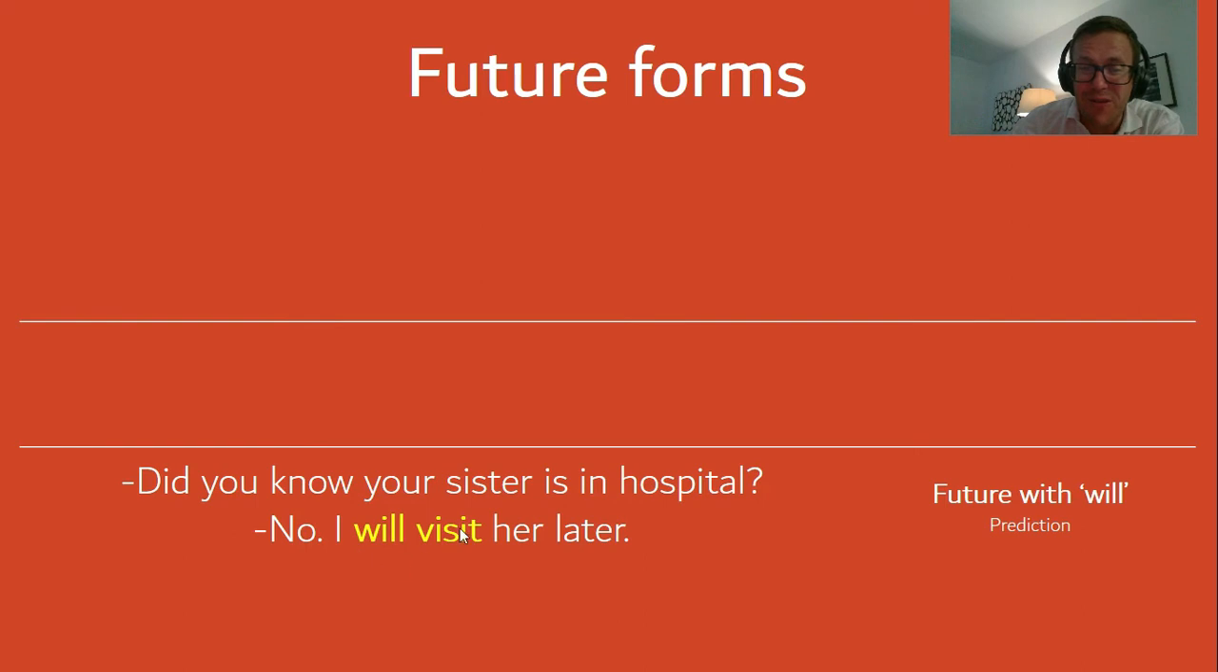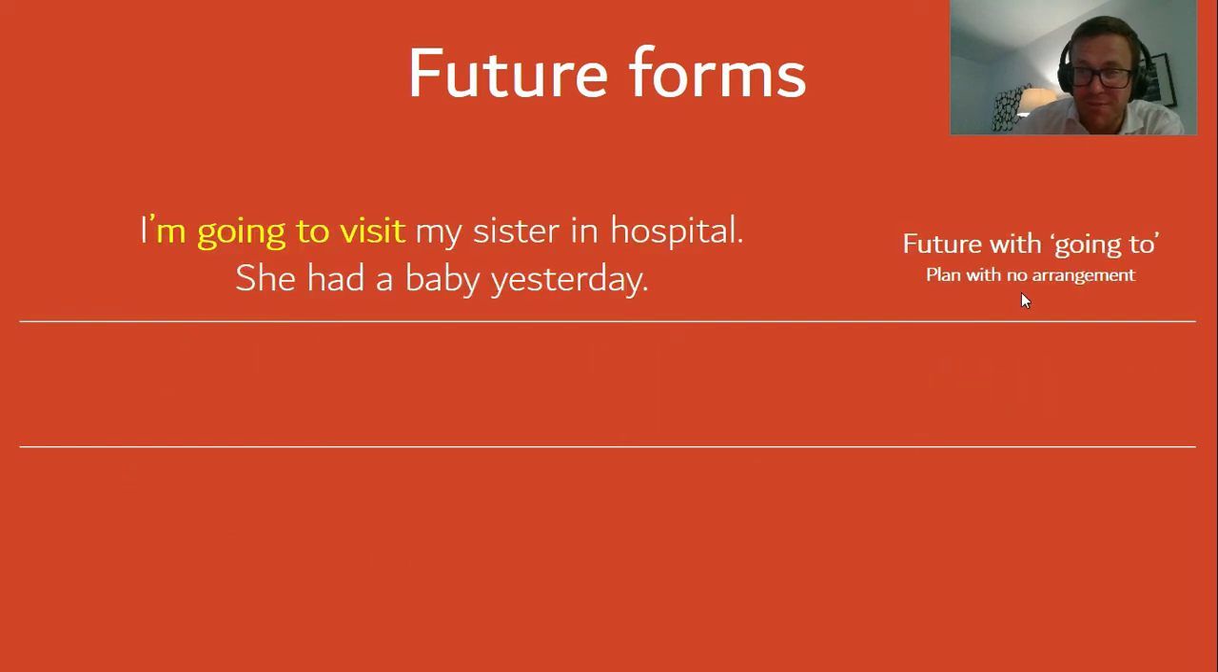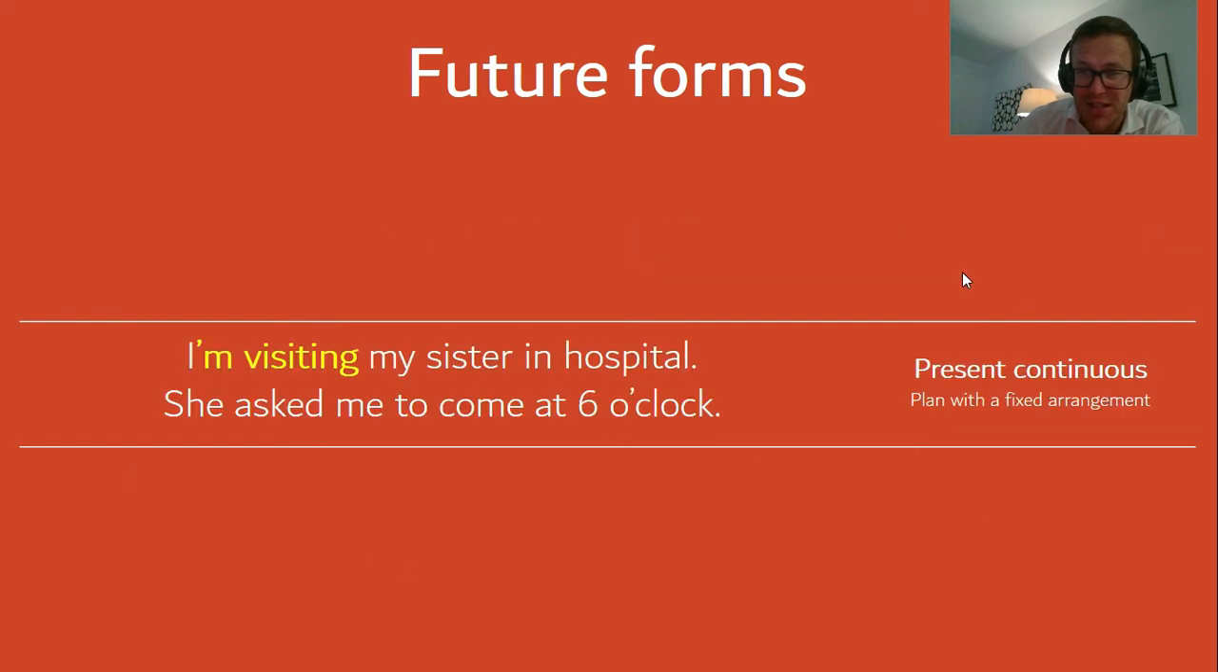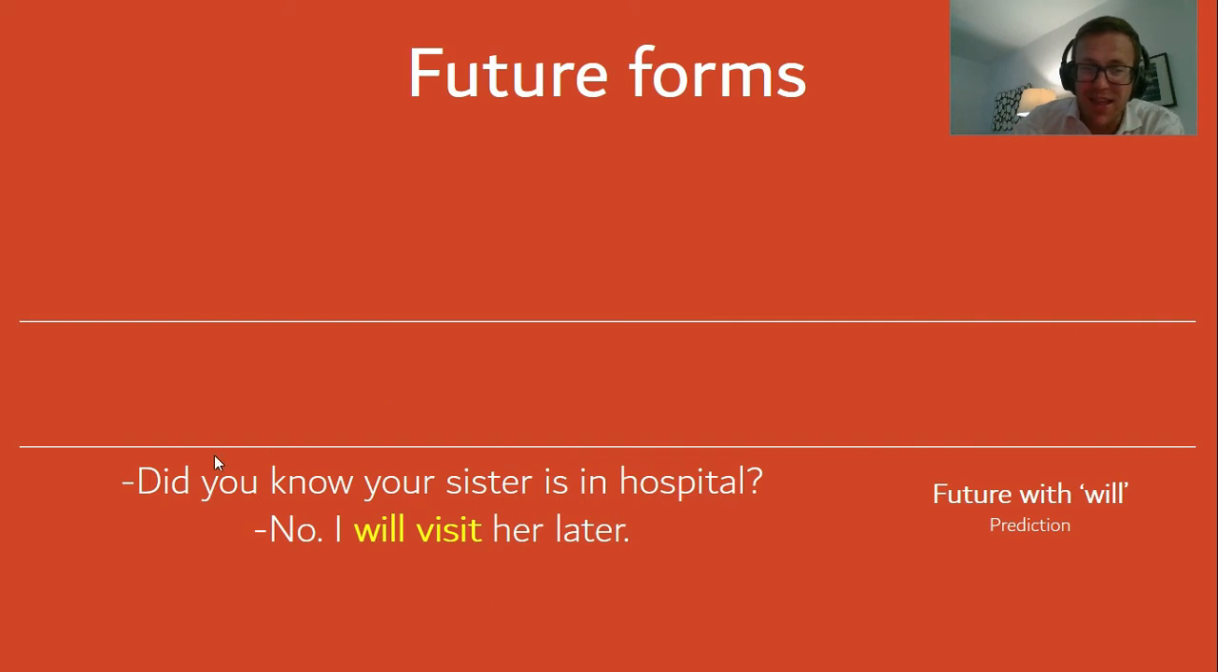Now this is what everyone thinks is the future, but you should be using plans with other tenses. Will is like this. Did you know your sister is in hospital? No. I'll visit her later. It's a prediction. It's something new information and you make a future. It's still a plan, but the idea was not thought about before now.